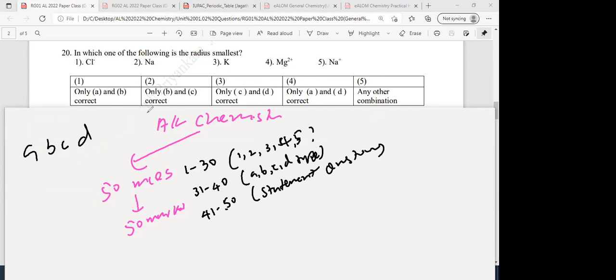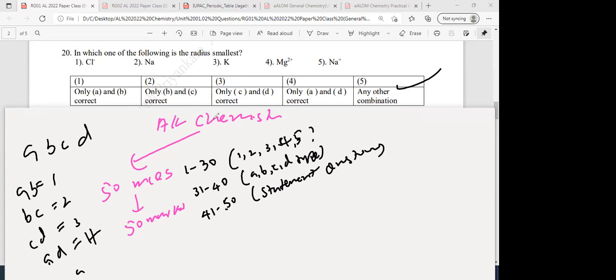If you mark the first answer, that means AB is correct. If BC is correct, second answer. If CD is correct, third answer. If A and D are correct, fourth answer. Any other choice, the answer will be 5. Any other combination, fifth answer. So all 4 can be correct or all 4 can be wrong, then the answer is 5.